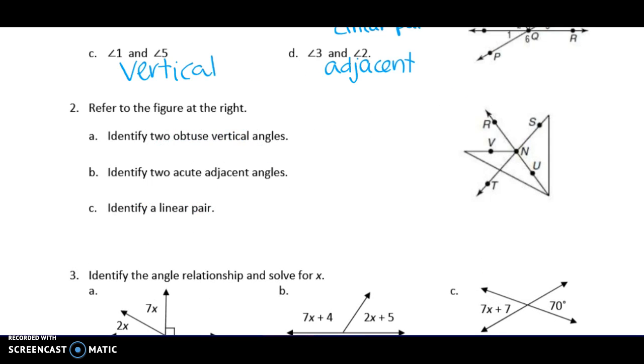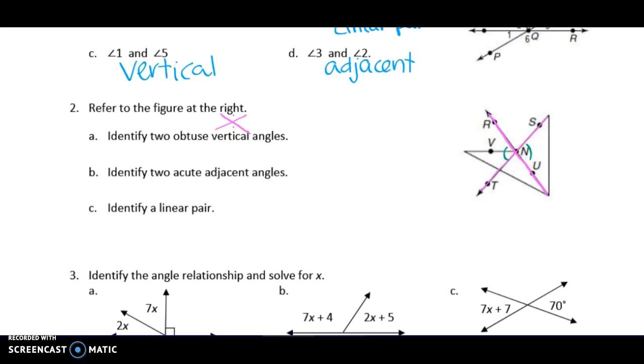So we are referring to this picture. We need to identify two obtuse vertical angles. For the vertical, we're looking for the X. For the obtuse part, we've got to find the two fatter sides of that vertical angle. So looking at my picture and finding the X shape, you can see that it's there. Looking for the fatter sides of it, I can tell what my obtuse angles are.